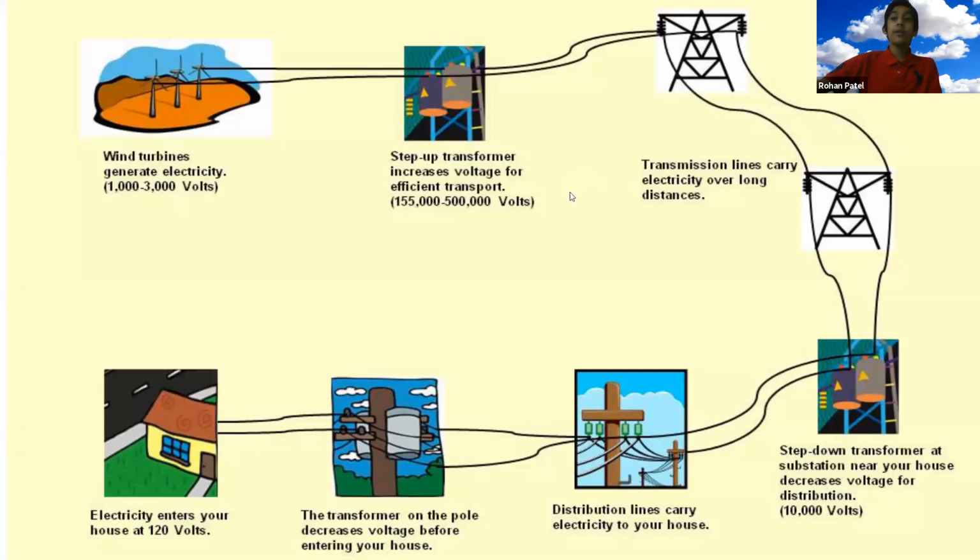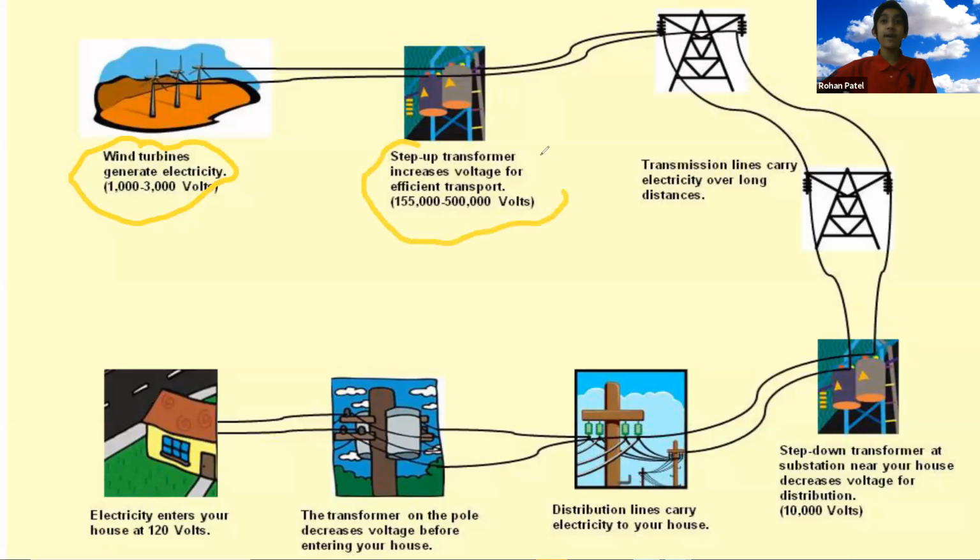So this is like a diagram. I think we've seen a couple of these parts. So first of all, this wind turbine, we've probably all seen these before. If not, then maybe you can search it up and look for one near your area. They're really cool. They generate the electricity at about 1,000 to 3,000 volts. They step up the transformer and increase the voltage for efficient transport, which is about 155 to 500,000 volts. Transmission lines carry electricity over long distances.